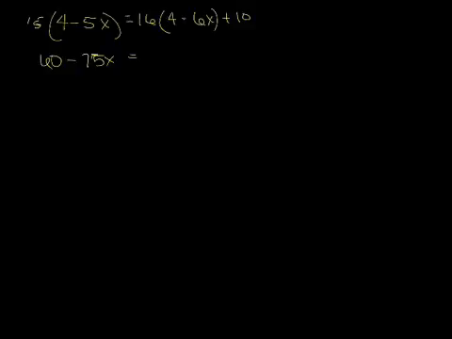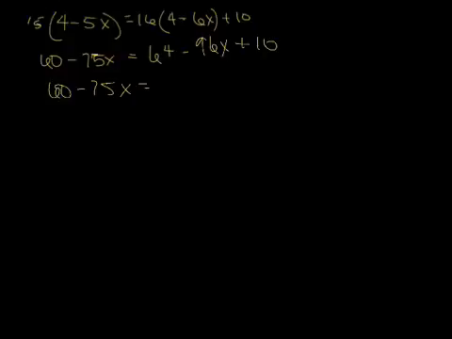Equals, we can't subtract, or bring those together, because it's a number and a number with a letter. 4 minus 6x, you can't do that. So 16 times 4 is 64, minus 16 times 6, which is 96, plus 10. Don't you wish you could add as fast as me in my head? It's because I didn't grow up with a calculator. 64 plus 10 is 74 minus 96x.